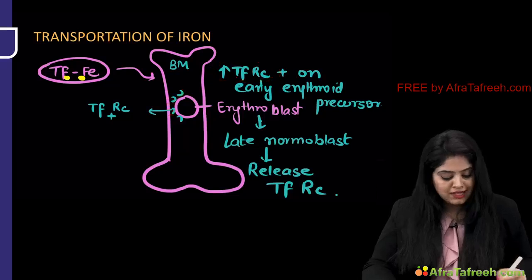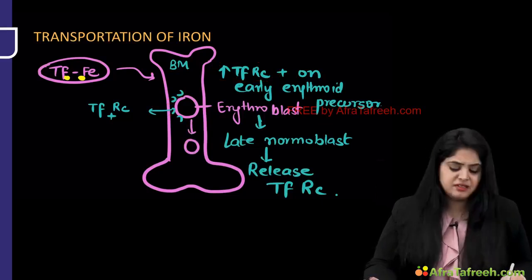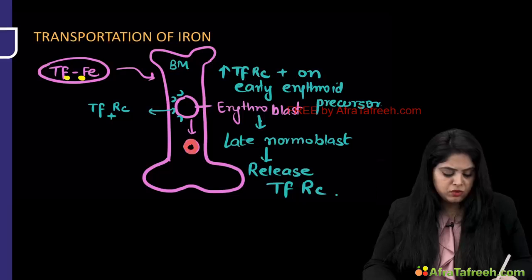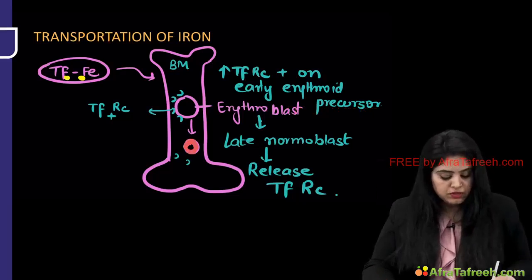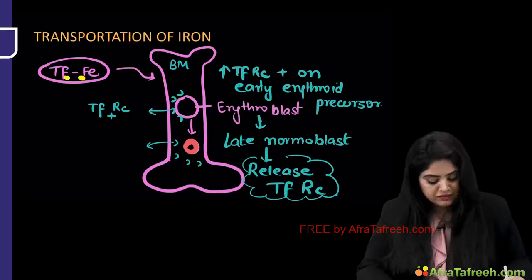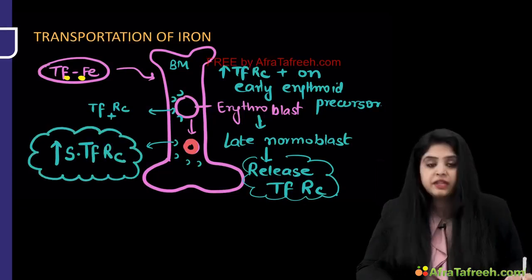Lots of receptors. But as this cell becomes a late normoblast, which says, now my hemoglobin is made. Now I have a good amount of hemoglobin. Now I don't need more. So now let these receptors move out. Can I say the receptors have been released? Where have they been released? They have been released into the blood. So can I say there will be an increase in the serum levels of transferrin receptors? And that is what you see as a marker of erythropoiesis.